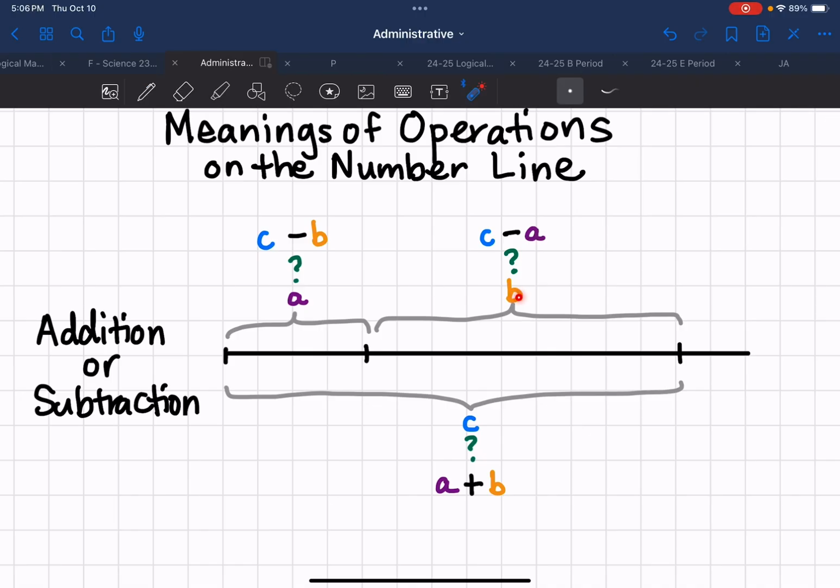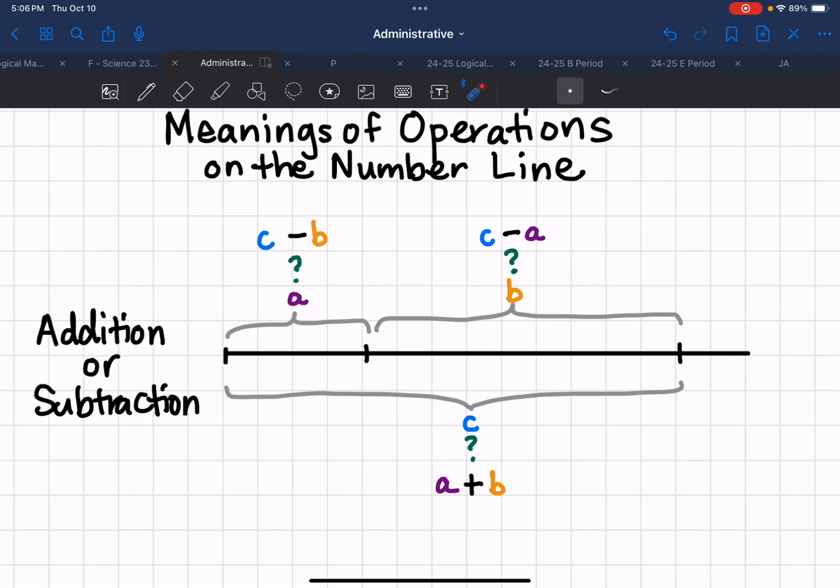So to find B, I'm going to start with C and remove from that segment a length of A. And what I have left is B. So B is found by taking C minus A. So C minus A. Okay?